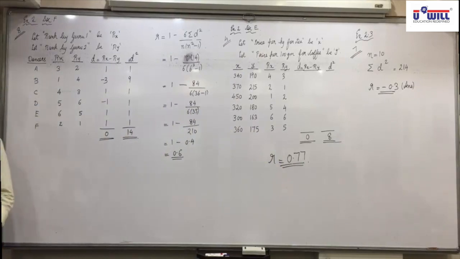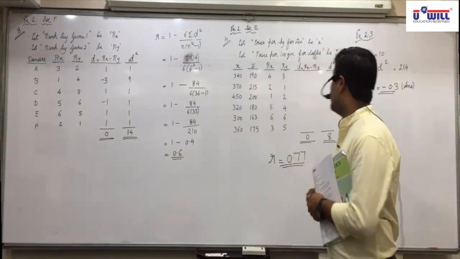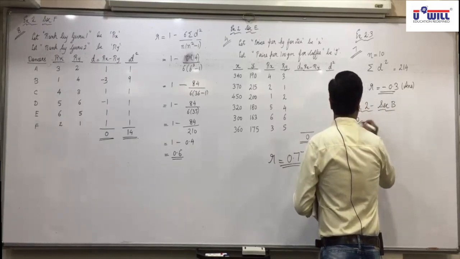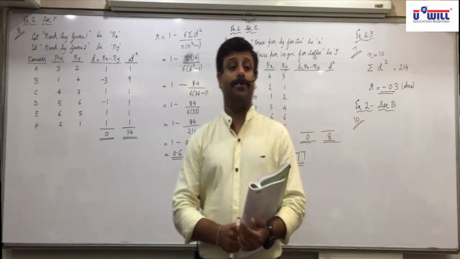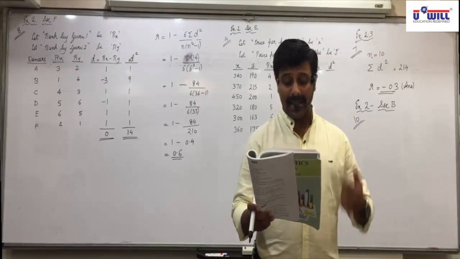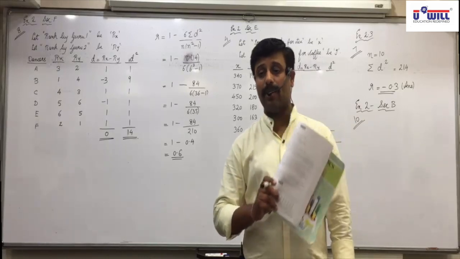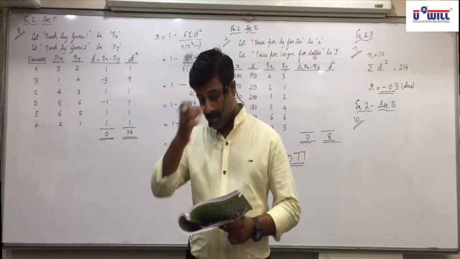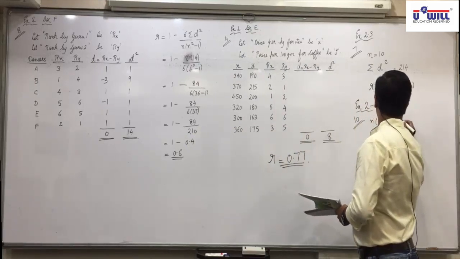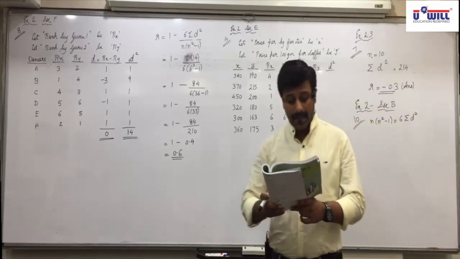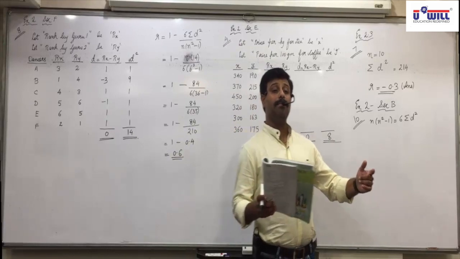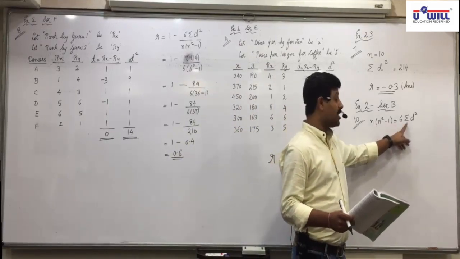Write that statement. Exercise 2, section B, question 10. Raise your hand. What do you mean by this sentence? If the value of n into n square minus 1 is 6 times the value of sigma d square. Sushti? n into n square minus 1 is equal to 6 sigma d square. Read that once again. If the value of n into n square minus 1 is 6 times the value of sigma d square, that means n into n square minus 1 is 6 into sigma d square.